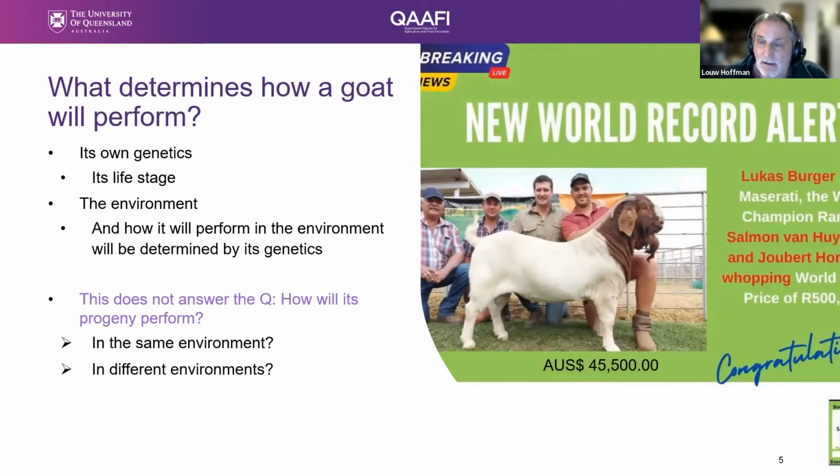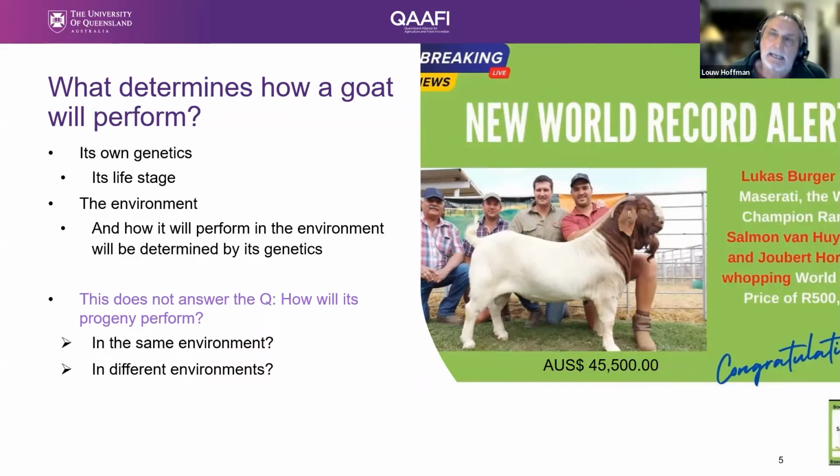The question then is, well, what determines which buck or doe is superior? And that is its own genetics that we've heard about. But we've got to be careful with genetics. When we look at animals, we also got to take into consideration its age.